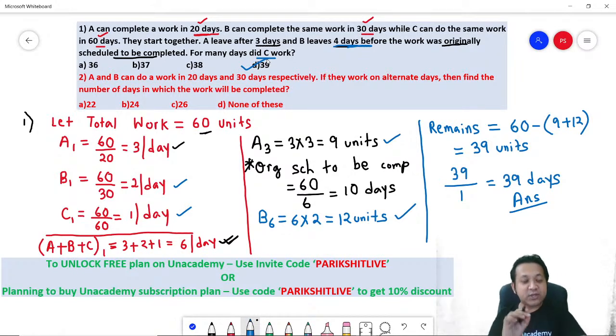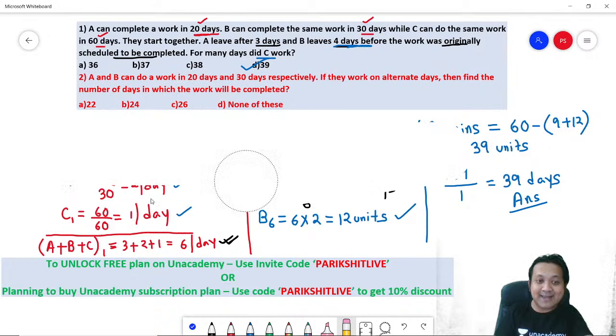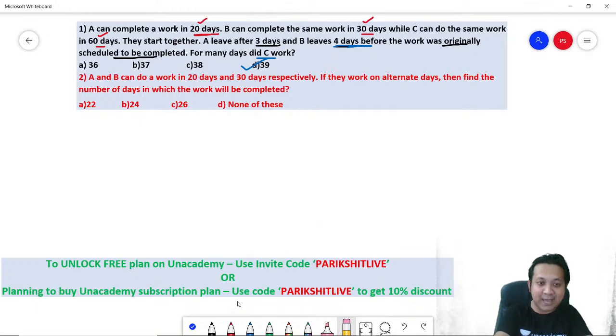Followed? See, the question is very easy provided you think logically. Remember, the step is to assume some number for the total work and then calculate. It becomes very easy. Okay, let's go to question number 2. This is how we intend to do every question in time and work.